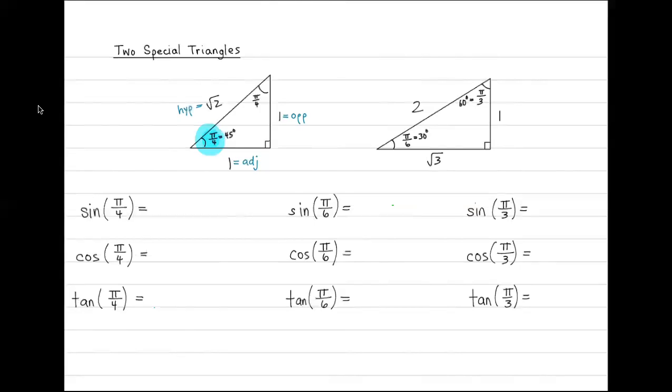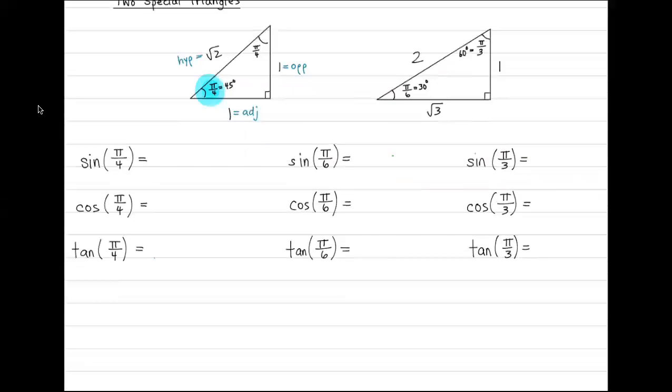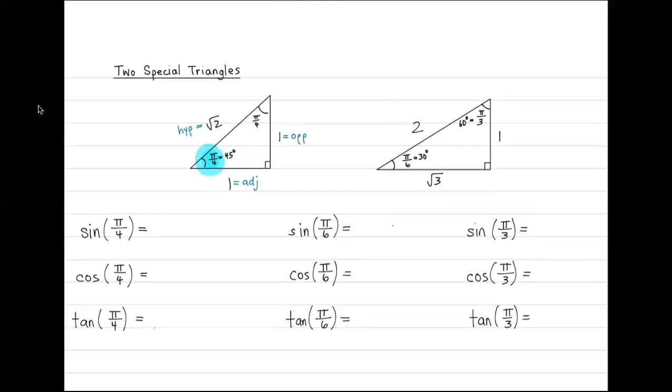Once I've labeled those three sides, I can use those to help me evaluate the sine, the cosine, and the tangent. So the sine is always which side over what side? Remember? Opposite over hypotenuse. So in this case, my opposite is 1, and my hypotenuse is root 2. Now, if you were on a test, I think you could leave 1 over root 2 as the correct answer. There's no problems with that at all.